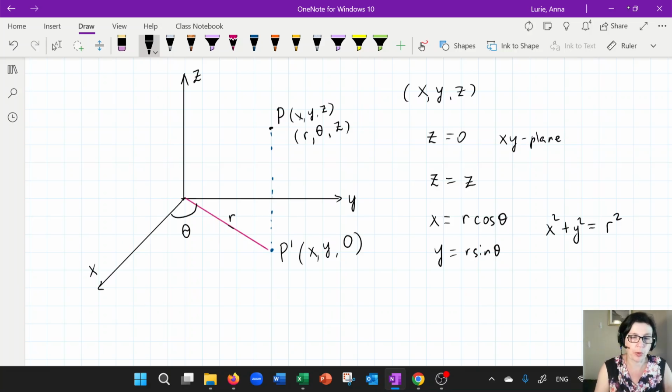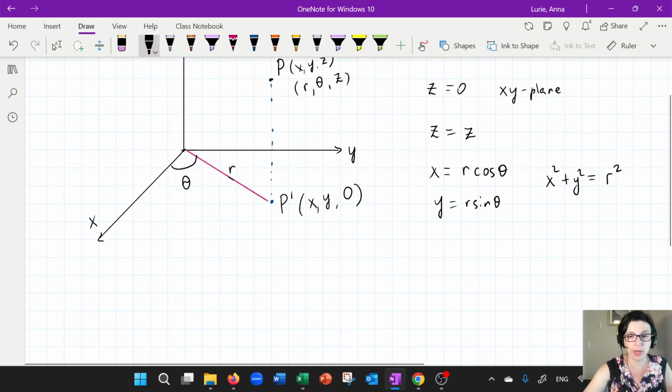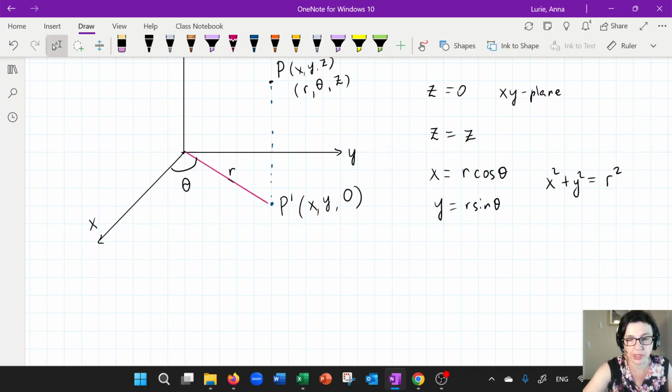And the last thing that we should know is that when we're integrating in cylindrical coordinates, over some solid, we have to multiply by an extra r, which is called the Jacobian. So it's going to be the same as in polar. So that's the good news.